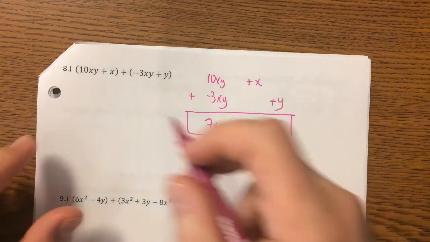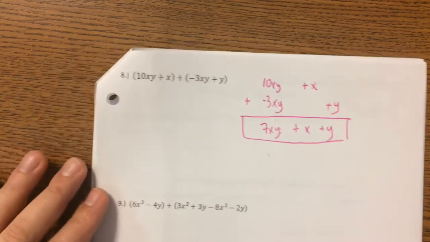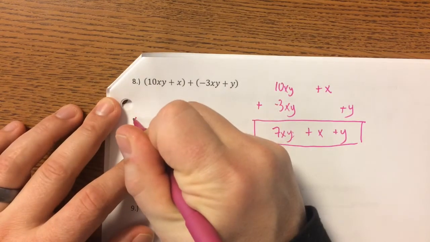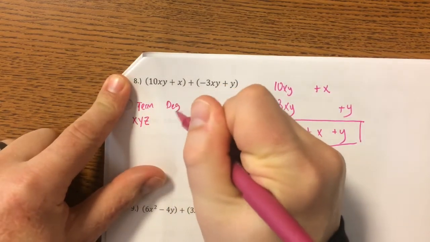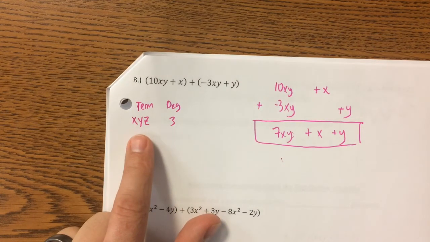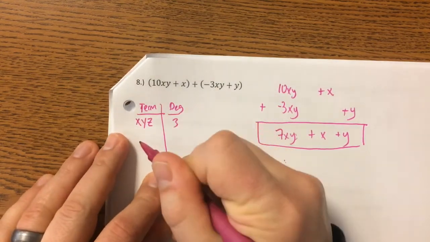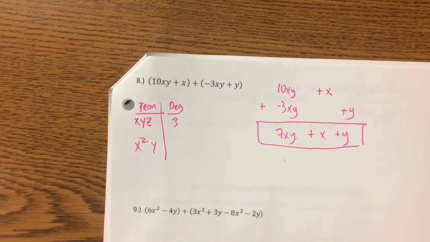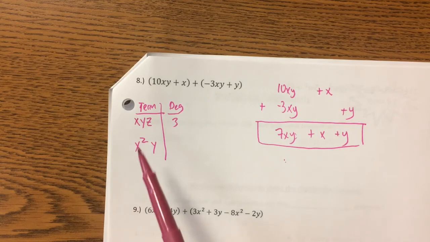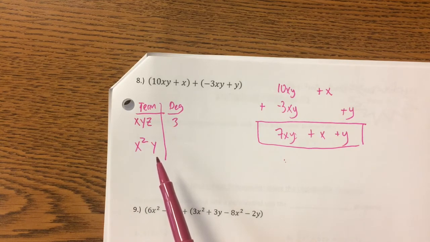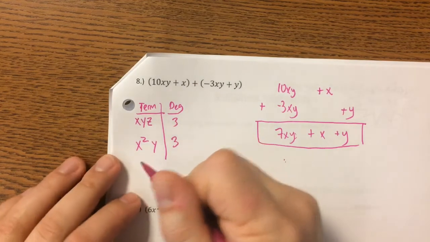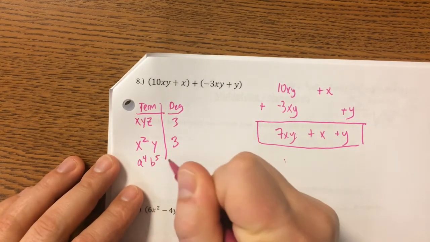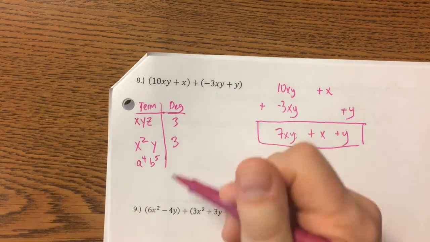As a side problem, let's say I have x, y, z. What would that degree be? That would be a third degree term, a cubic term. What if I had something like x squared y? How many total variables are being multiplied there? I've got x times x times y, so there's actually 3 of them. You have to count up all of the variables. If I have a to the 4th times b to the 5th, what's the degree on that one? 9. Okay, you guys starting to see?